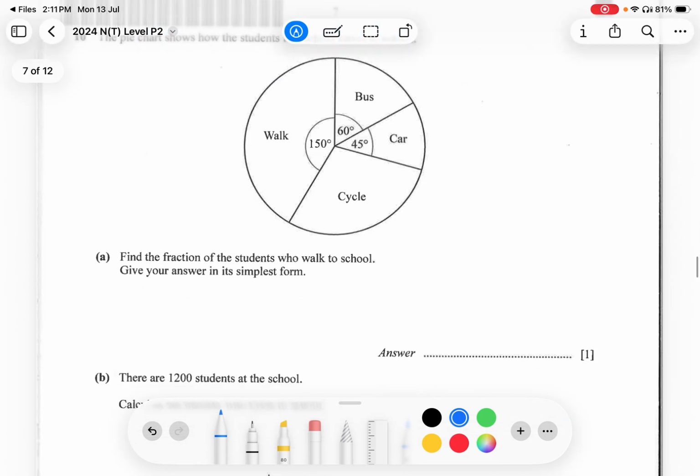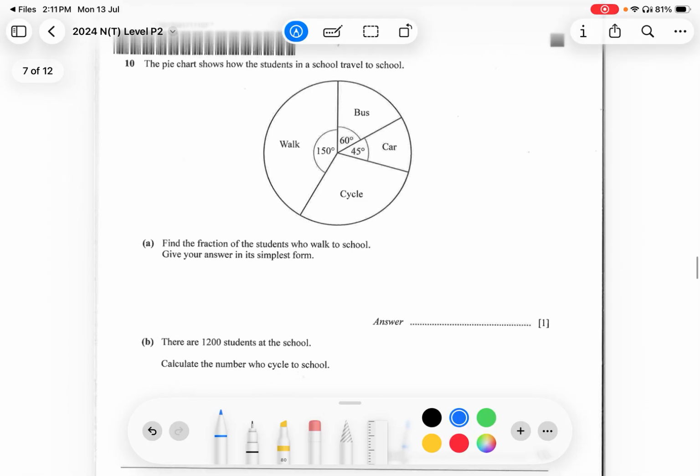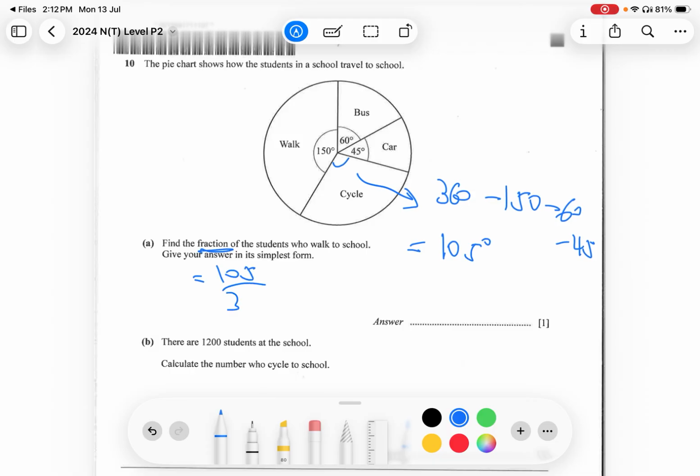The next one. Find the fraction who go to walk to school. Let's work out this angle: 360 minus 150 minus 60 minus 45, which is 105 degrees. So the fraction should be 105 over 360, which is 7 over 24. This will be the answer.